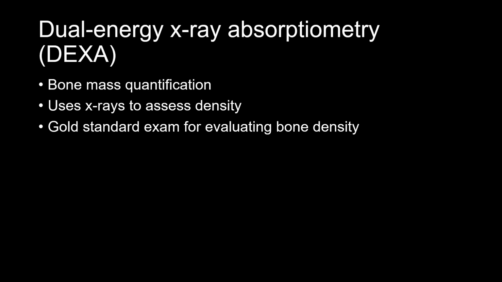So DEXA is done by interrogating a specific location. They usually do it in the femoral neck and within the lumbar spine, and then they compare that density to a group of average densities taken on healthy individuals at a given age range. So they usually compare it to a group of 30-year-olds as well as an age-adjusted group, just to see if the person is within range.